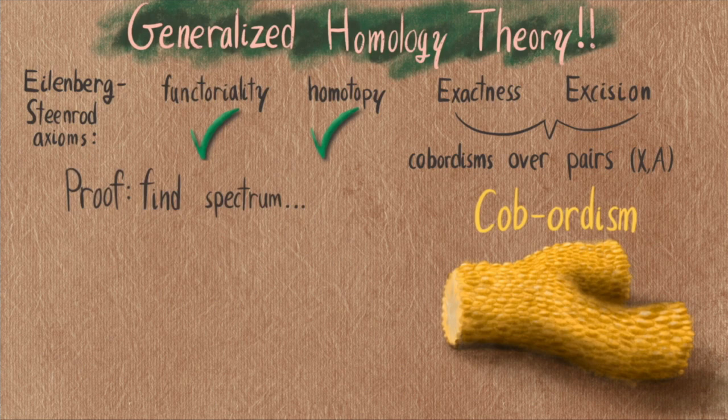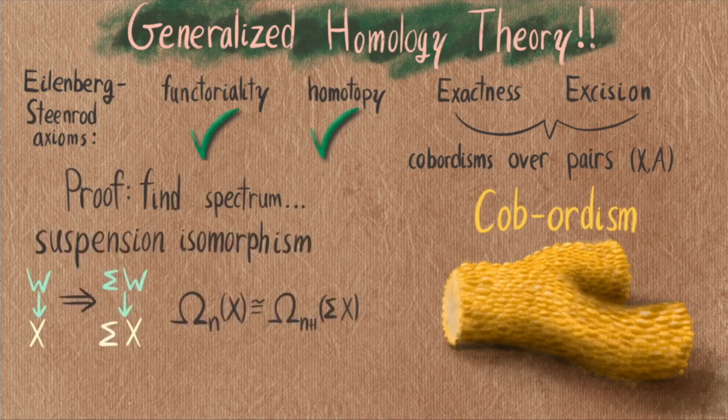Now, I don't want to totally leave you high and dry here, so just to give you a sense of why you might expect this to be a homology theory. Arguably, one of the most important implications of these homology axioms is the suspension isomorphism, which says that the groups in degree n of a space X are isomorphic to the groups in degree n plus 1 of the suspension of X. So what does this look like for cobordisms?